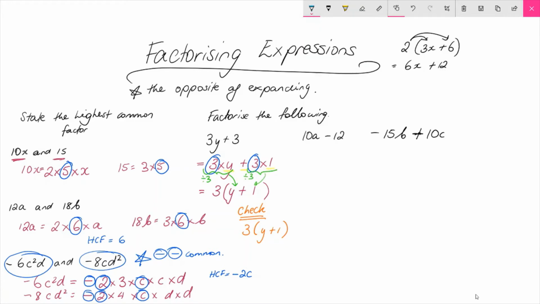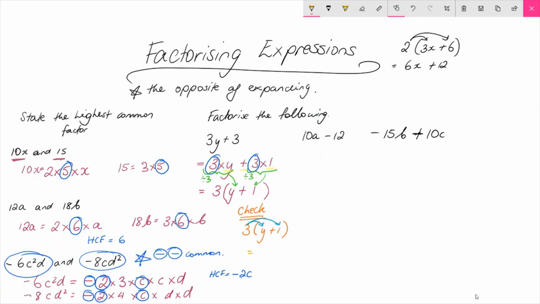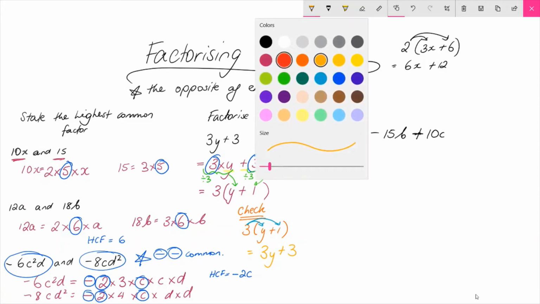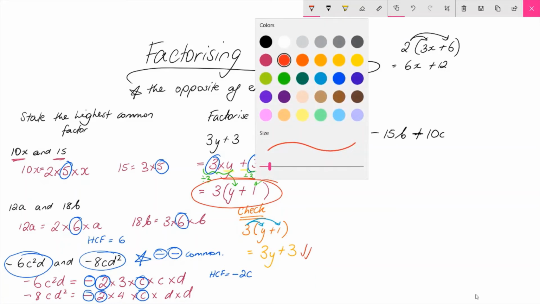So remember, when we expand, we multiply the term out the front by all the terms on the inside. So we're going to have 3 times by y, which is 3y, and 3 times by 1, which is 3, which is what we started with. So that means that the answer that we got in the factorized version is the correct answer, because when we expanded it again, we got what we started with. Okay, let's try another one.